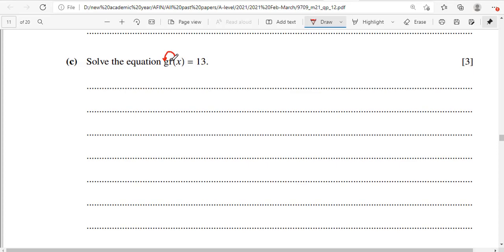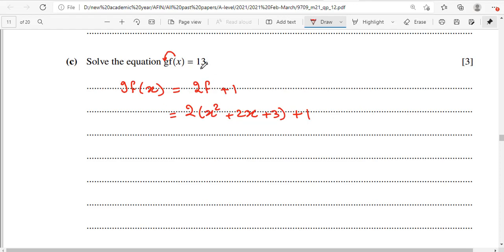gf means write f in g in place of x. Then gf(x) is equal to, it's not multiplication, it's not like g multiplied by f. No, it's a composite function. Then g is 2f plus 1. What is f? So gf(x) is going to be 2 times (x squared plus 2x plus 3) finished, and then this plus 1.